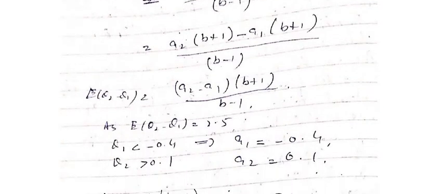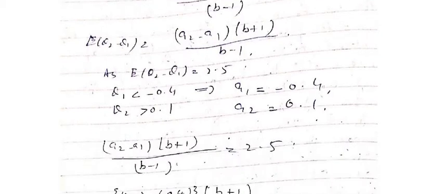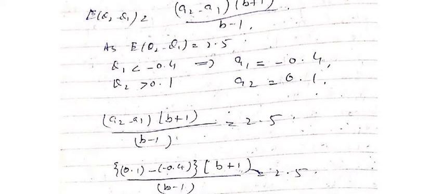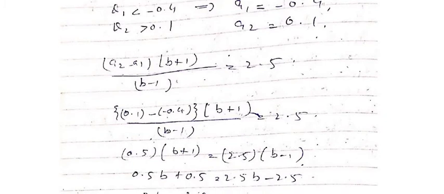Now down the slide. Therefore, as expected value of θ2 minus θ1 is equal to 2.5, θ1 is less than minus 0.4, therefore a1 is equal to minus 0.4, θ2 is greater than 0.1, so a2 is equal to 0.1. Down the slide, replacing the respective values in this equation, expected value of θ2 minus θ1 is equal to a2 minus a1 into (b plus 1) divided by (b minus 1) is equal to 2.5. Please down the slide. Now replacing the values of a2 and a1, after few simplification, we obtain b is equal to 1.5.